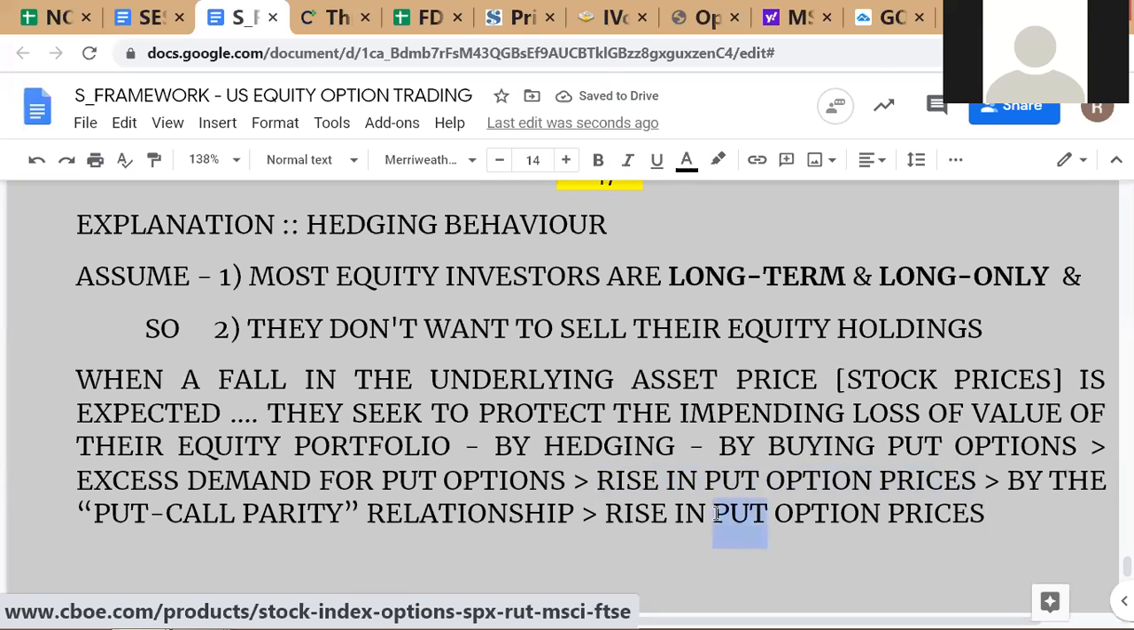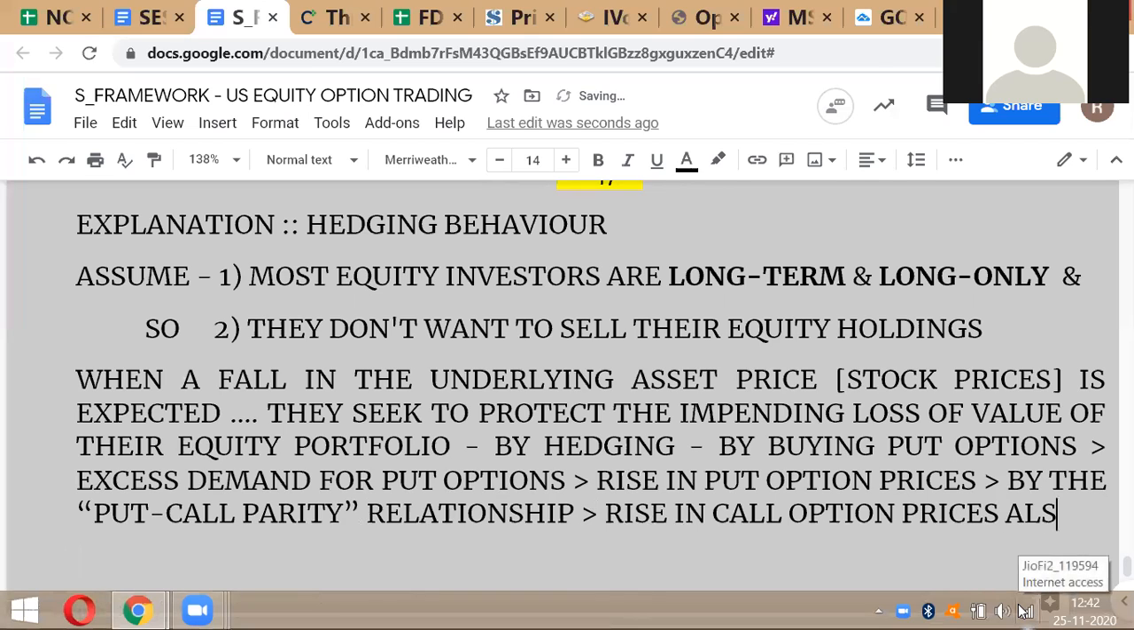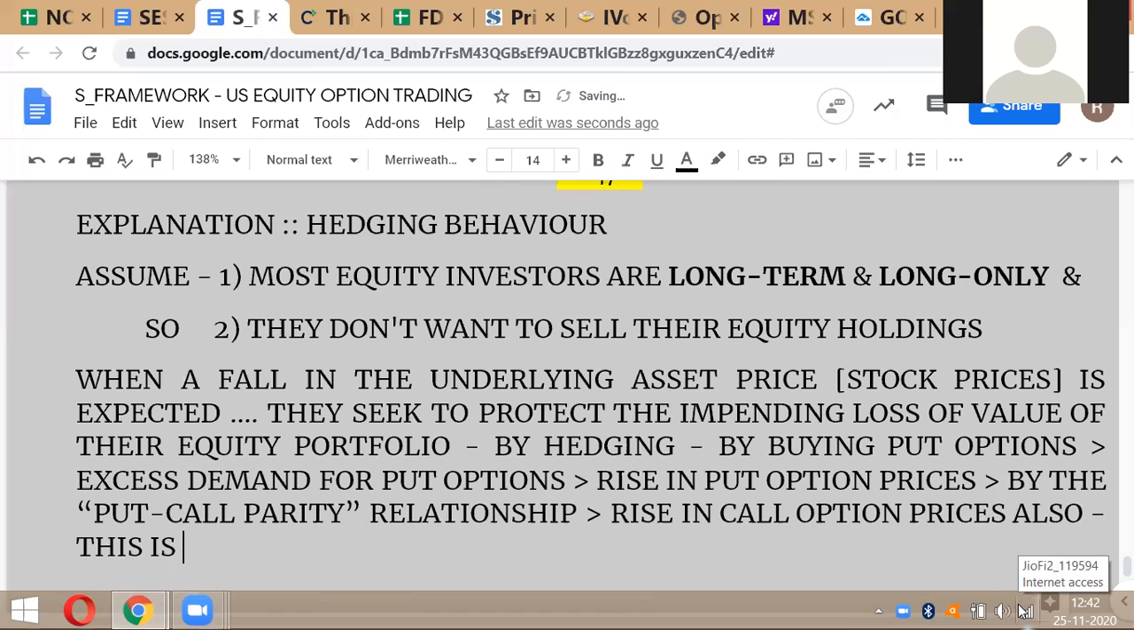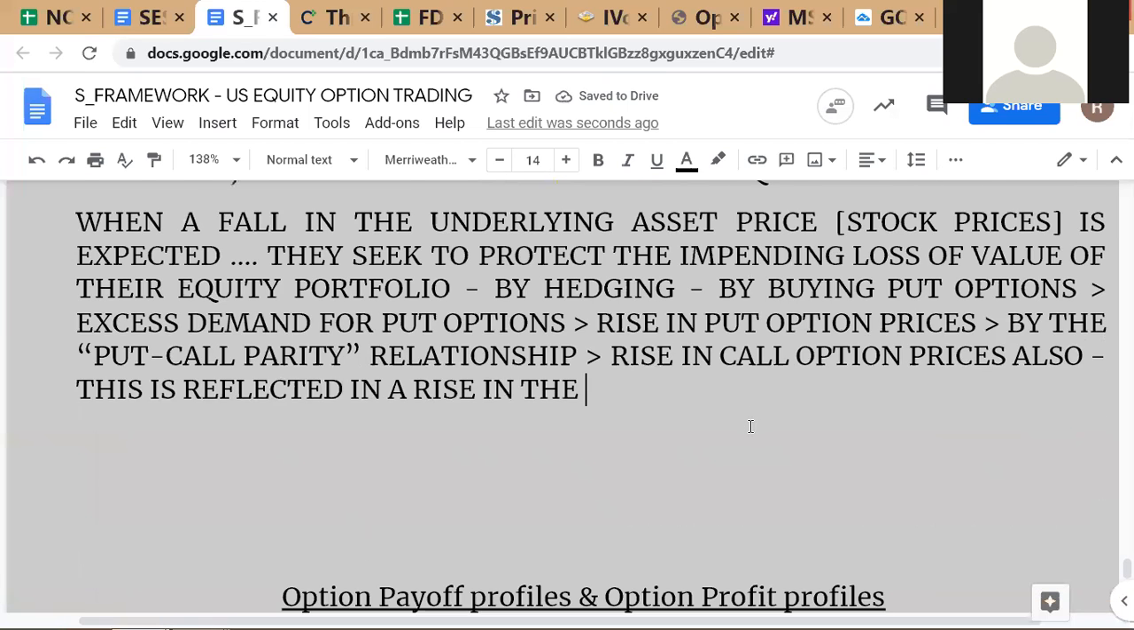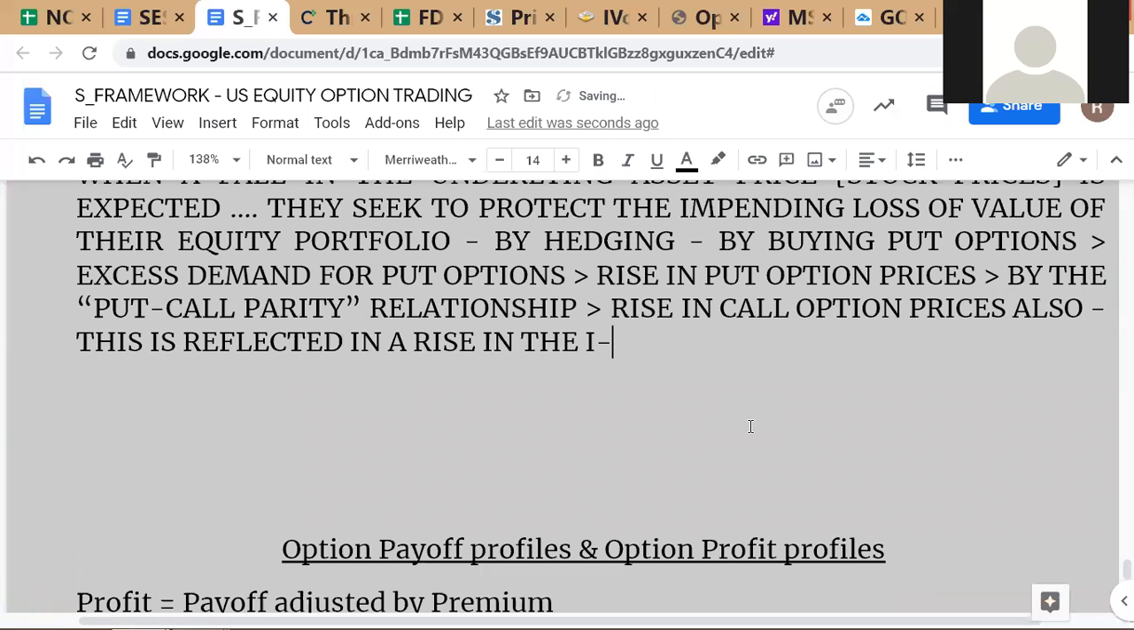Okay, so I'm giving you the full logic here and we have had the discussion. So make sure you go back and understand it later. So the rise in call option prices is also reflected in the rise in the eyeball index. Okay, so this is what is happening.